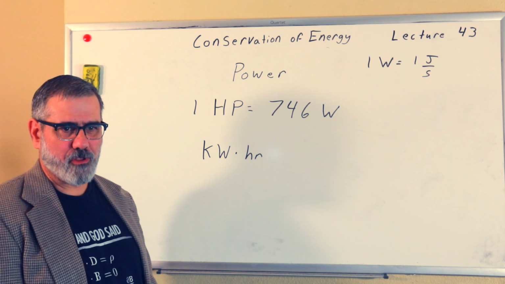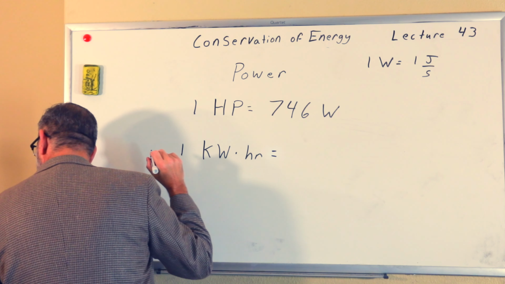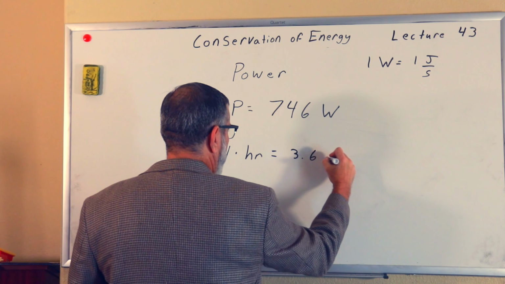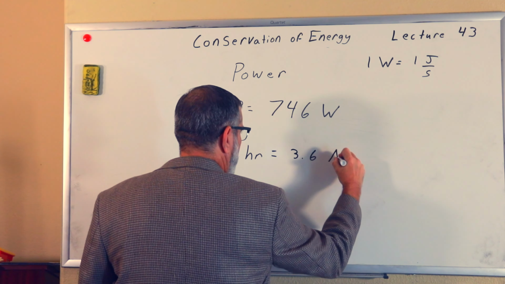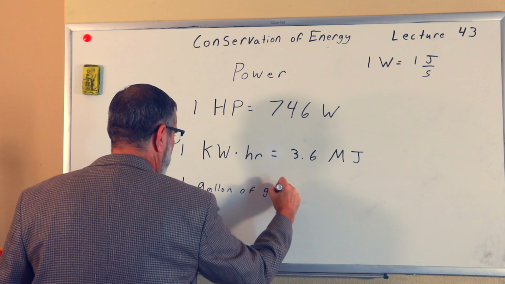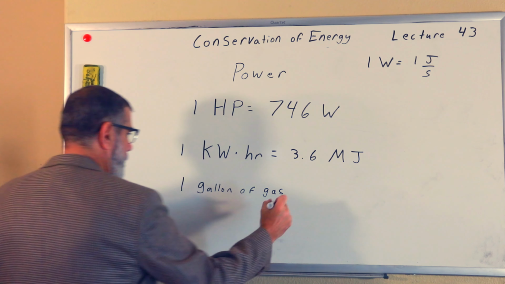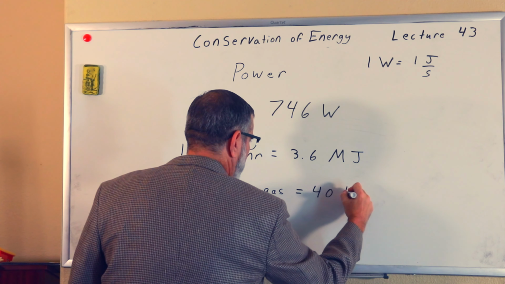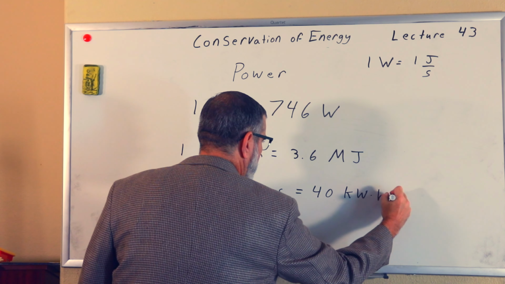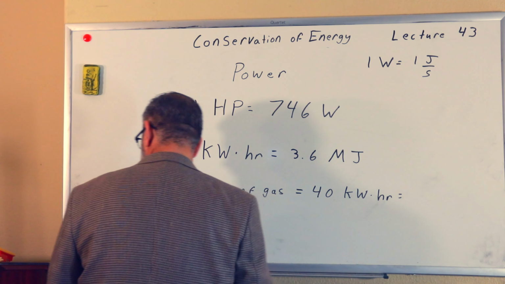And 1 kilowatt hour would be equal to, just check it, 3.6 megajoules, okay? A megajoule is 10 to the 6th joules, using the SI prefix system, mega. Another useful thing is 1 gallon of gasoline, it's called gas, is equal to 40 kilowatt hours, which is equal to 144 megajoules.